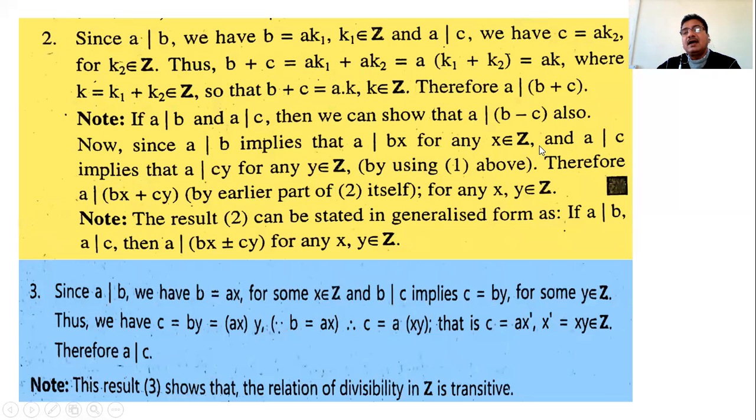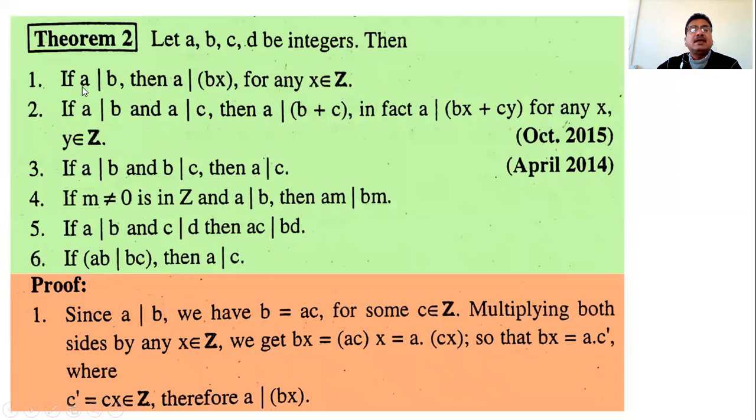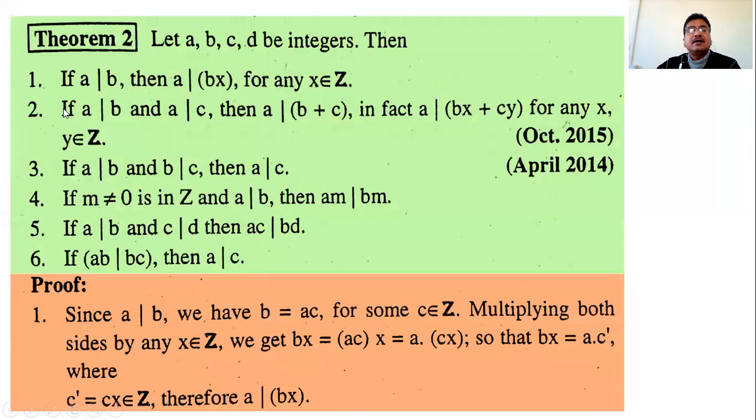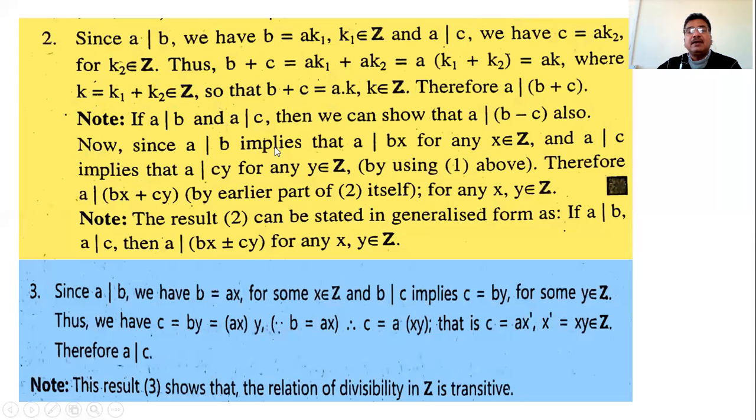Or another proof is this: as A divides B implies A divides Bx for any x belonging to Z. By using this, A divides B, therefore A divides Bx. And also, as A divides C, for any y, A divides Cy. And by using the first result, that if A divides B and A divides C then A divides B plus C, here we have A divides Bx and A divides Cy. Therefore, A divides Bx plus Cy. So we can give the proof of this second part of the theorem by using two methods.